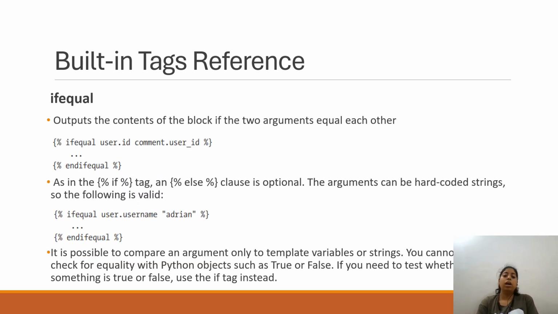ifequal outputs the content of the block if the two arguments equal each other. As in the if tag, an else clause is optional, and the argument can be a hard-coded string. It is possible to compare an argument only to a template variable or string. You cannot check for equality with Python objects such as true or false. If you need to test whether something is true or false, you can use the if tag instead.